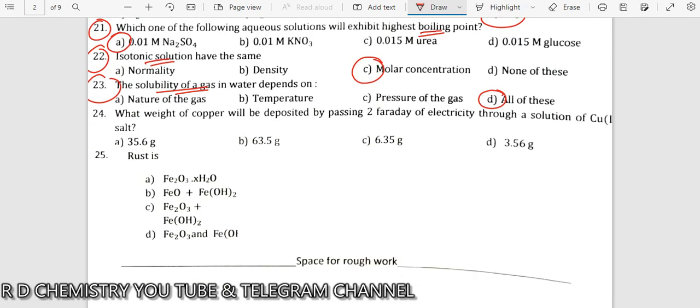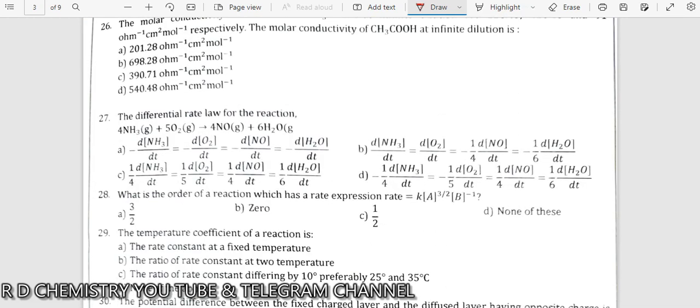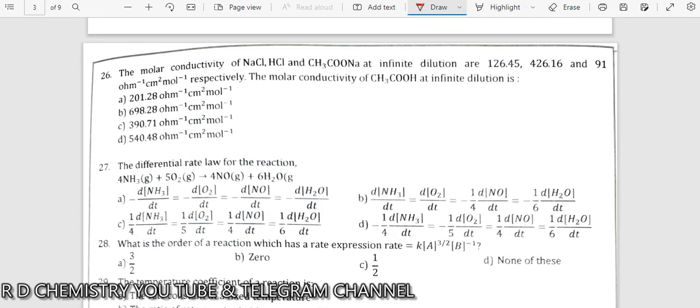Question number 24 about Faraday's law, electrochemistry. Answer is option number B. Question number 25 again from electrochemistry, rusting process. Answer is option number A. Question number 26 about the Kohlrausch law in electrochemistry. Answer is option number C.